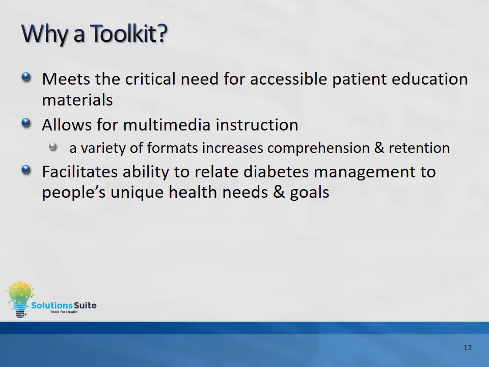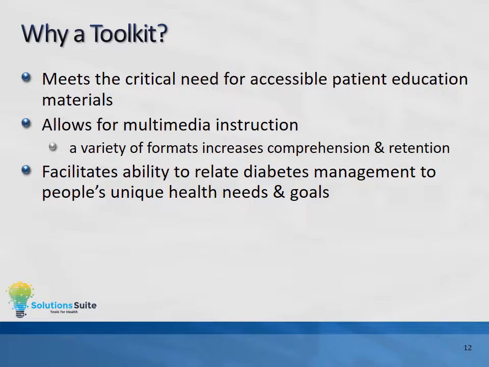Now that you know more about diabetes and its physical and emotional effects, let's take a look at our toolkit. You may be wondering why we decided to create this set of resources. The reason is because people need many tools to successfully manage their diabetes.